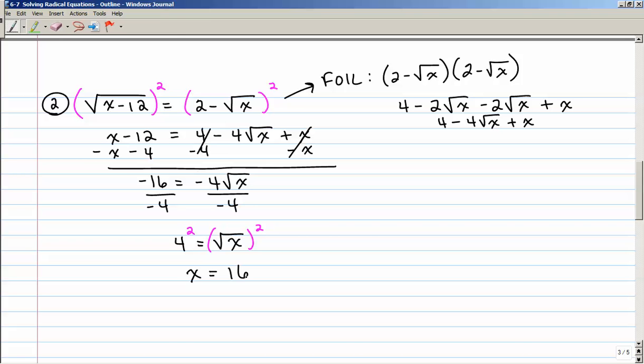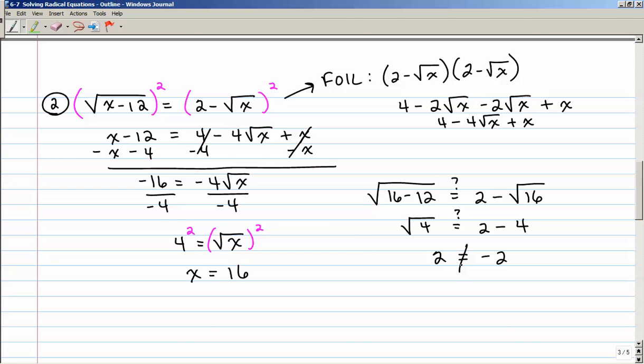So let's check that. Is the square root of 16 minus 16 minus 12 equal to 2 minus the square root of 16? Remember, it goes into the original equation. So is the square root of 4 equal to 2 minus 4? Square root of 16 is 4. Is 2 equal to negative 2? It is not. And that was my only solution, and it doesn't work, so my answer is no solution. That's why you have to check. Sometimes squaring both sides of an equation can give you extraneous answers. It may appear that they work, but actually when you plug them back in, they don't.